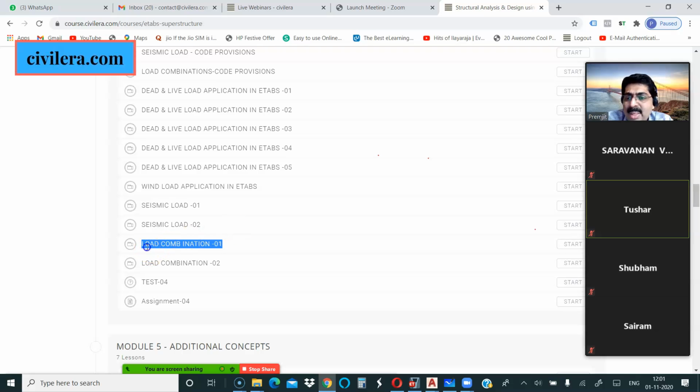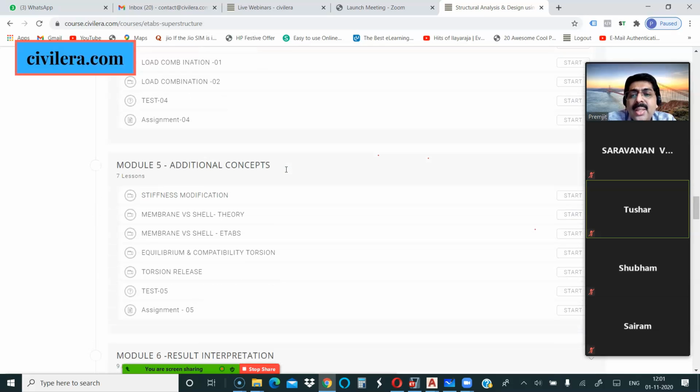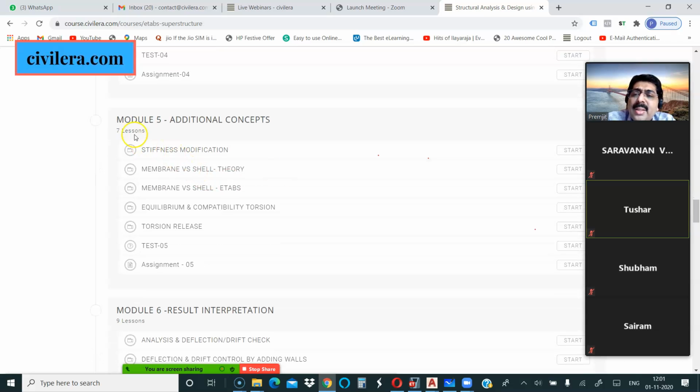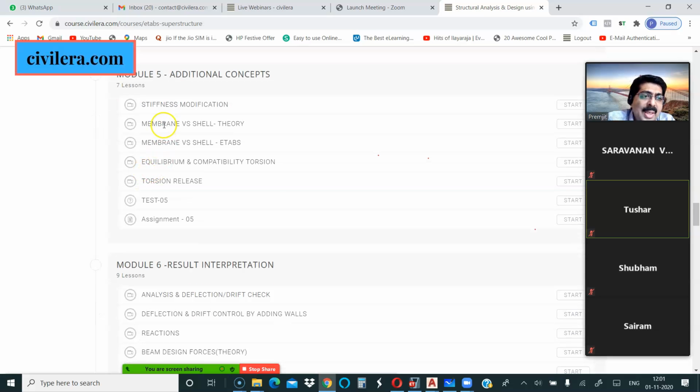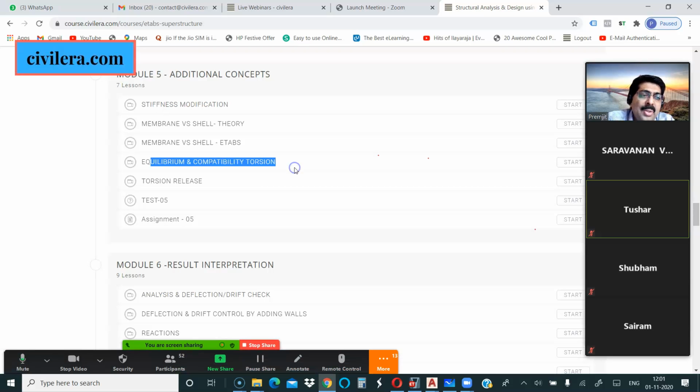If you have an irregular building, what are the different separate load combinations that you have to consider, wind load combinations, wind load basics, earthquake basics, everything is going to be covered, and some very advanced topics like stiffness modification. Then what is the difference between yield line theory and shell, difference between equilibrium and compatibility torsion, what do you really mean by torsion in a beam.